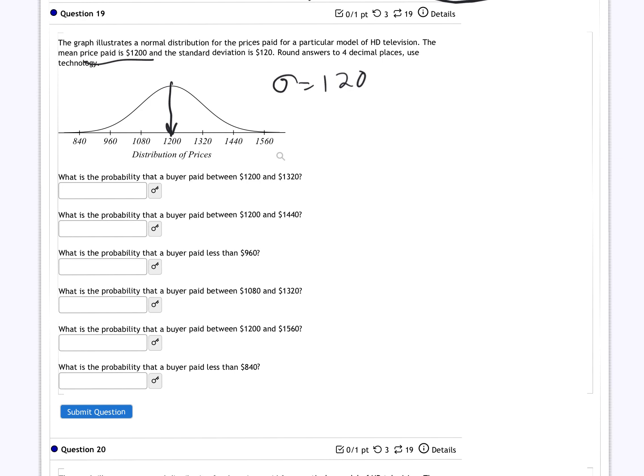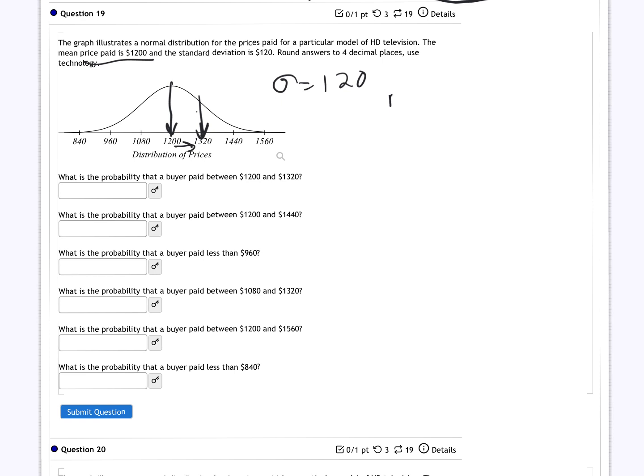What's the probability that the buyer had paid between this amount and this amount, giving us two cutoffs, this amount and 1320. Now, this one we don't even need technology for, just because that's just one standard deviation away from the mean. So, if I add 120 here, this is our 34%, right, from the empirical rule. But I could definitely use my technology. There's no reason why I shouldn't.